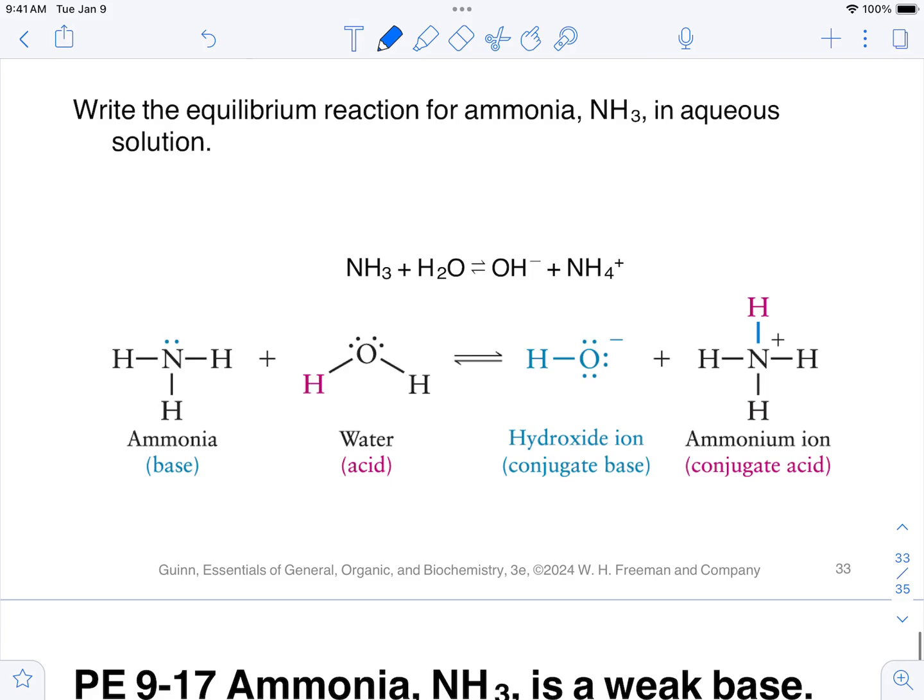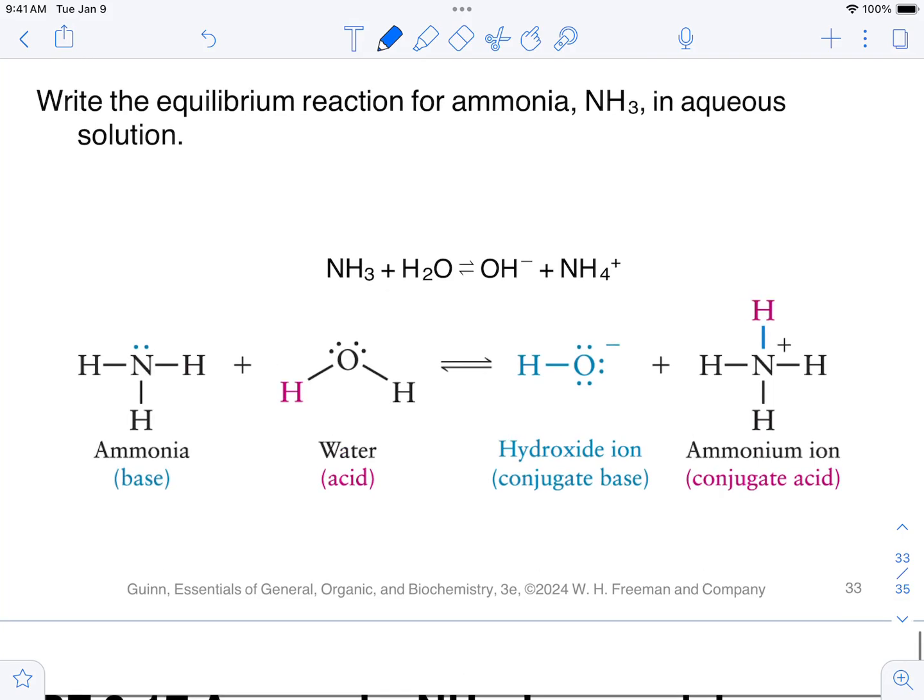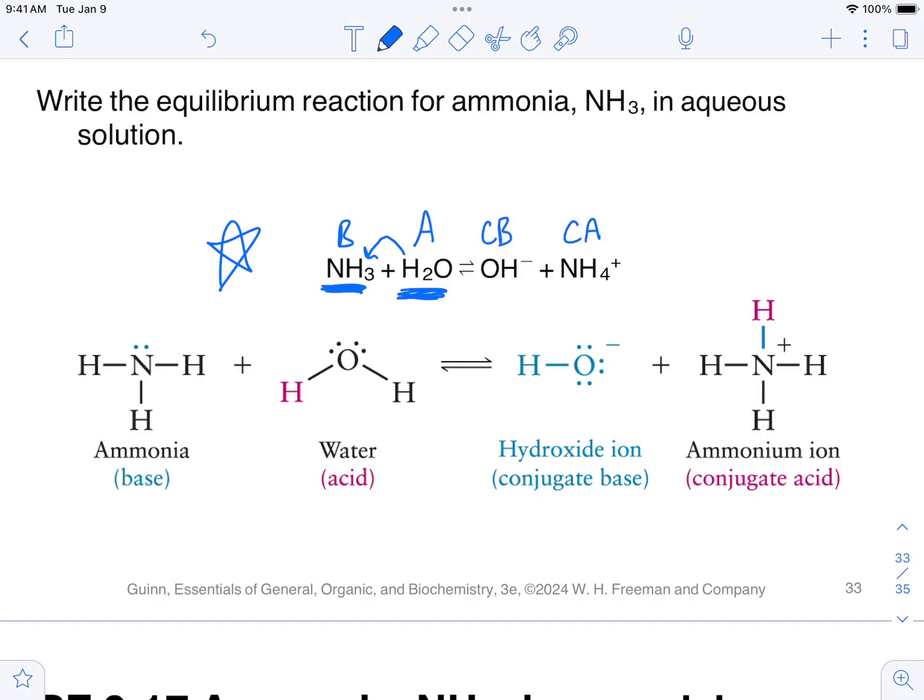Here is the equilibrium reaction for ammonia. Let's concentrate on the top line first. We have our base, and it's an aqueous solution, so there's our water. I'm going to label these acid and base. My acid wants to give away my H, so this H is going here. That becomes my conjugate base. This becomes my conjugate acid. Notice the sign changes that occurred. And that's the equilibrium reaction.